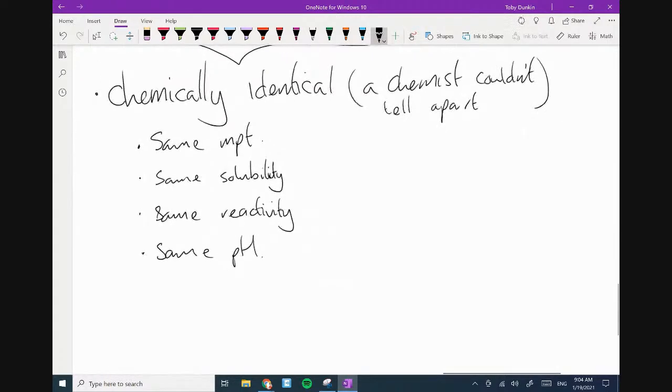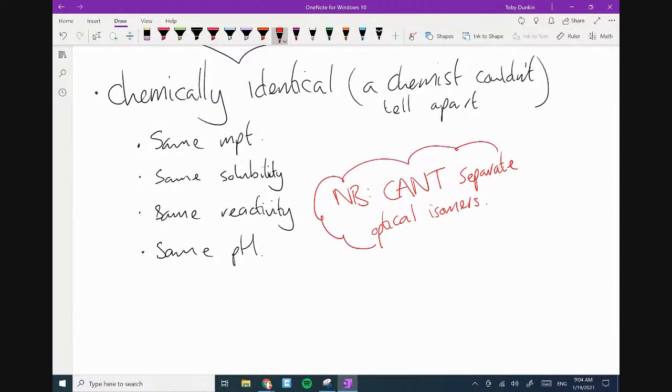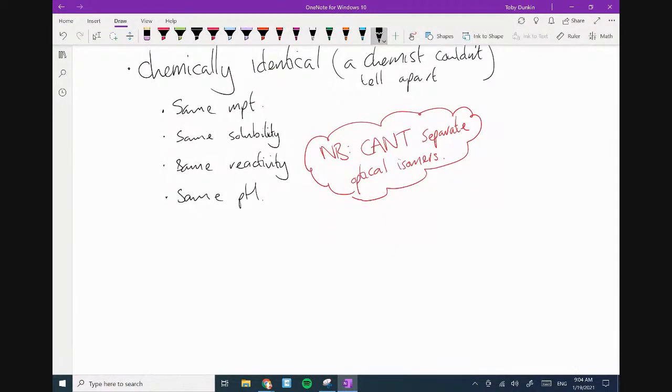They literally, and here's an issue, nota bene: a chemist can't separate optical isomers. It's very embarrassing, by the way. The worst thing is who we have to go to to separate these. We've got to go to a darn biologist. Sheesh.